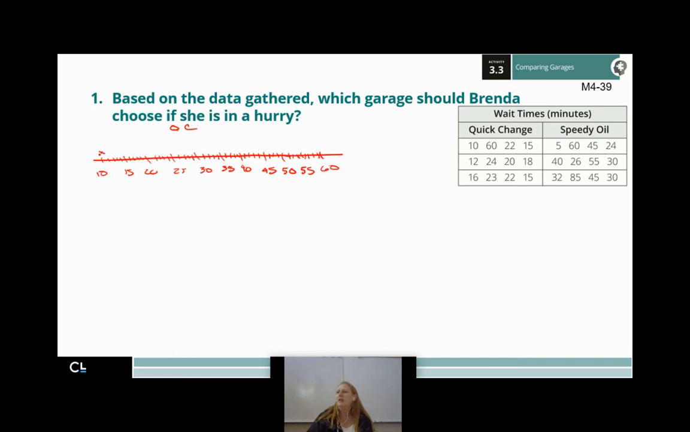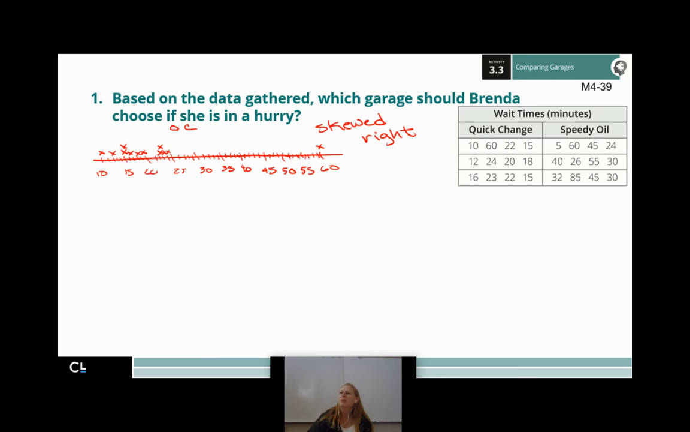All right, so I have a 10. I have a 60, oh my goodness. I have a 22, a 15, a 12, a 24, a 20, an 18, a 16, a 23, another 22, stack that, and another 15. I don't know about you guys, but because I have this weird one over here, my data is way skewed. That little guy there is pulling to the right, so I'm going to say it's skewed right.